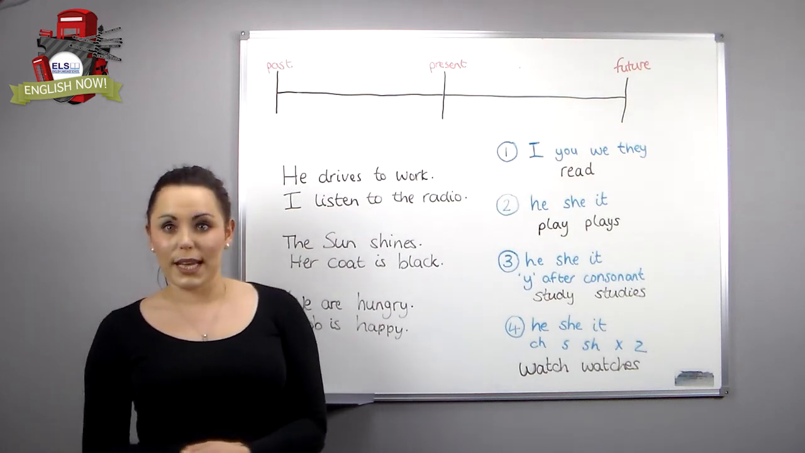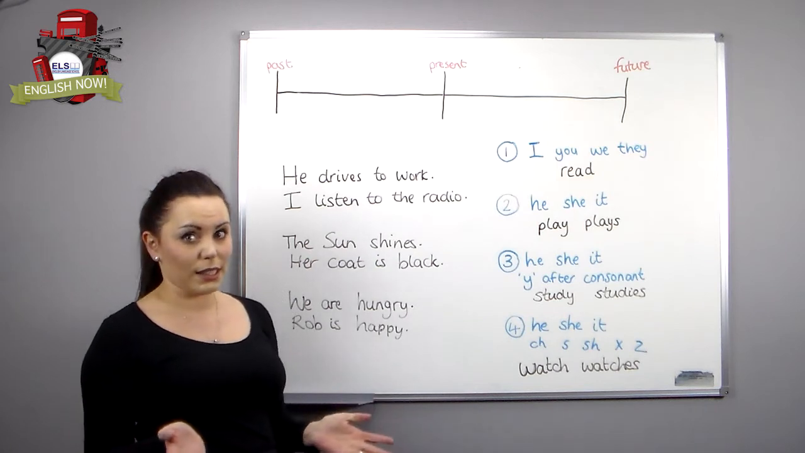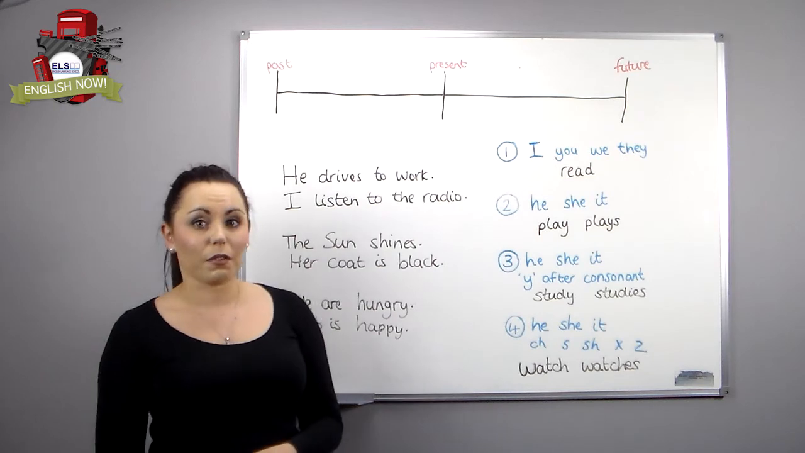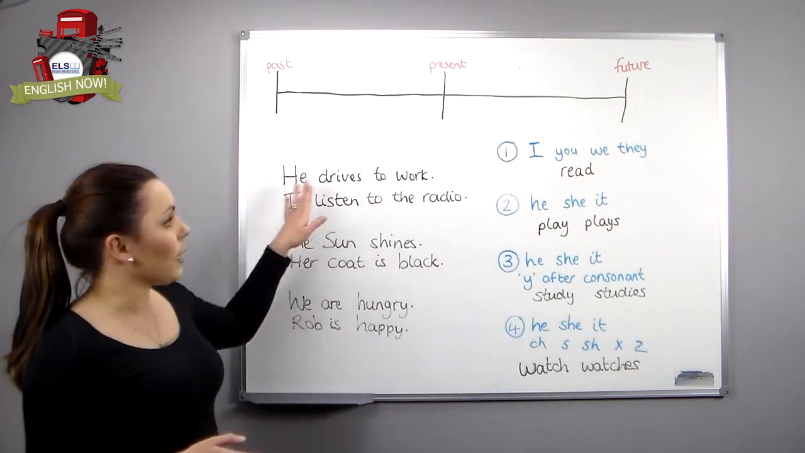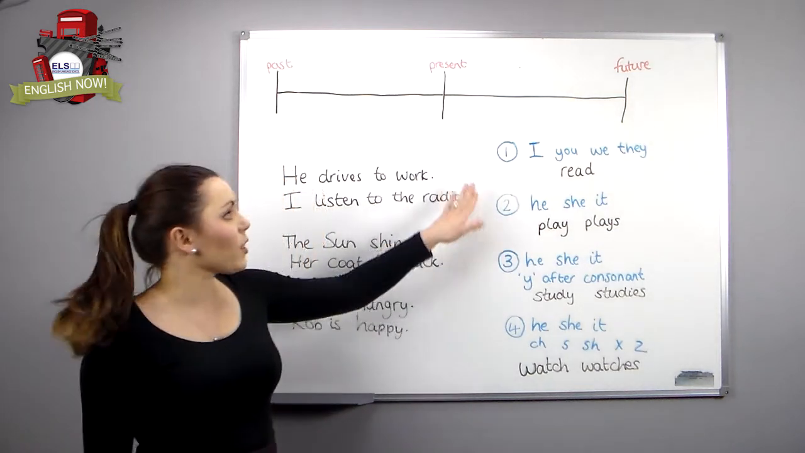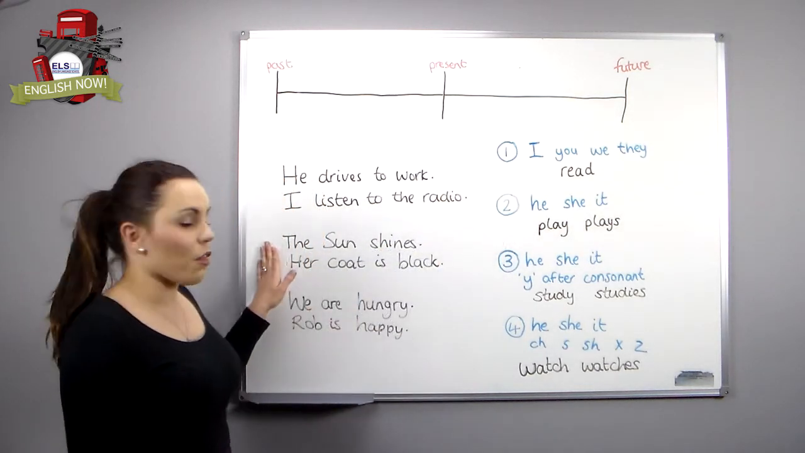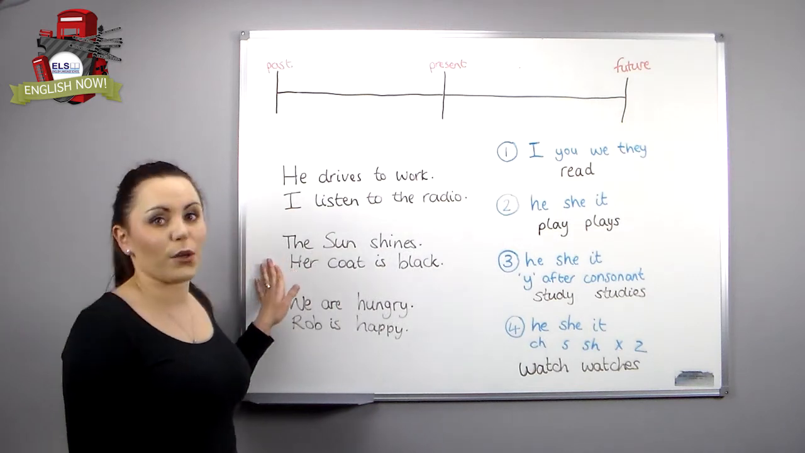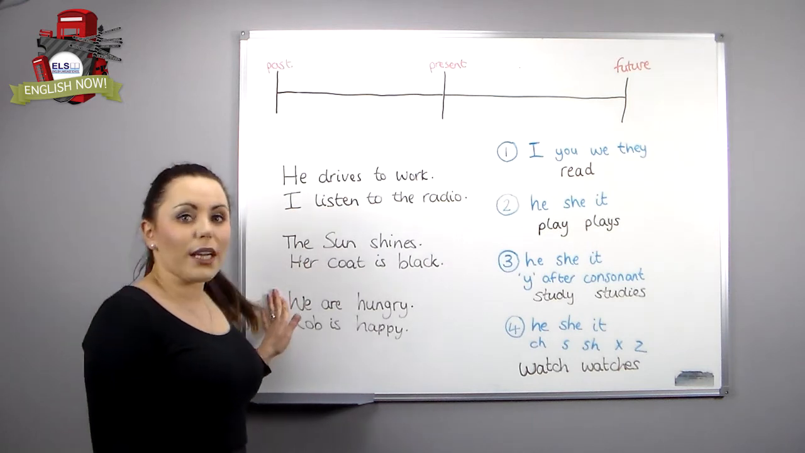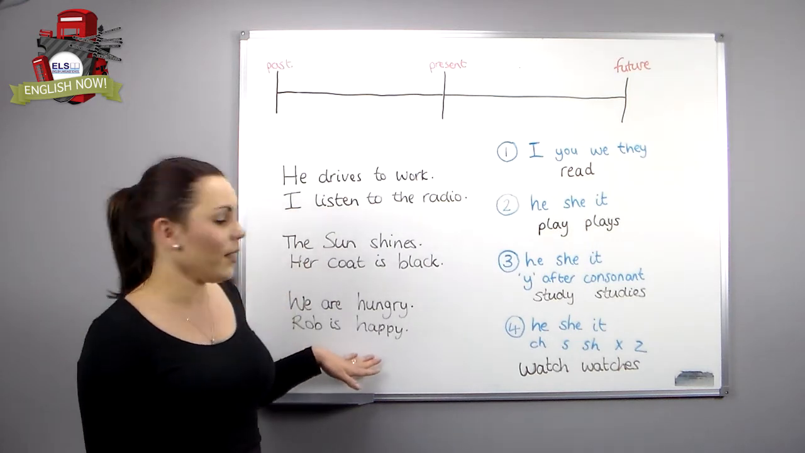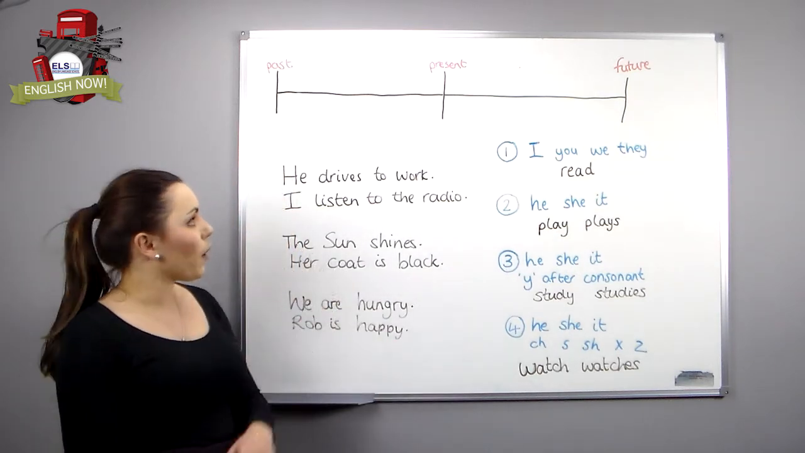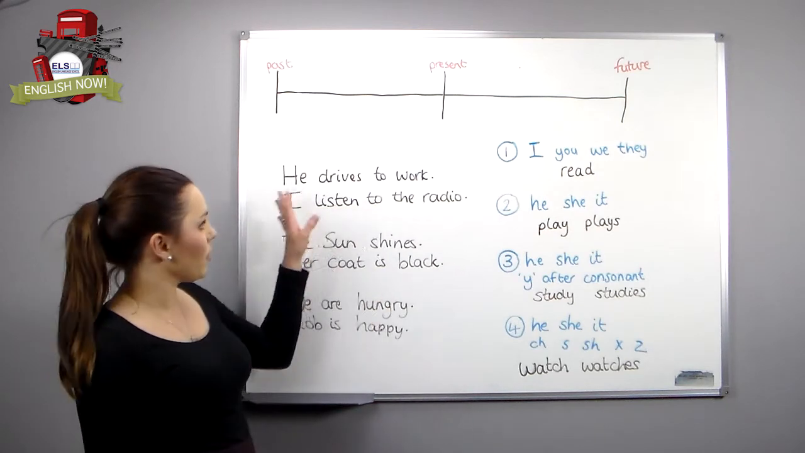We use the simple present tense to talk about our routines, to talk about things that are true, and to talk about how we feel. For example, he drives to work, I listen to the radio. These are both routines. The sun shines, her coat is black. They are both things that are true. We are hungry, Rob is happy. These are both how we feel. Can you spot the verbs and subjects in the sentences?